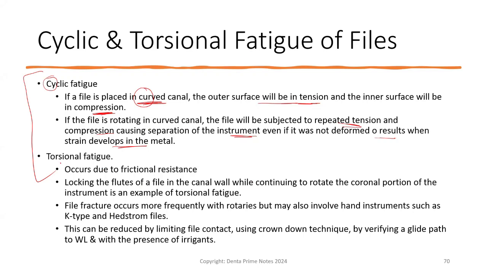Then comes torsional fatigue. Why does this happen? Due to frictional resistance. This is not in a curved canal, it could be in a straight canal. Locking the flutes of a file in the canal wall while continuing to rotate the coronal portion of the instrument is an example of torsional fatigue. File fracture occurs more frequently with rotaries, but may also involve hand instruments such as K type and H files. This can be reduced by limiting file contact using the crown down technique, by verifying a glide path to working length, and with the presence of irrigants.